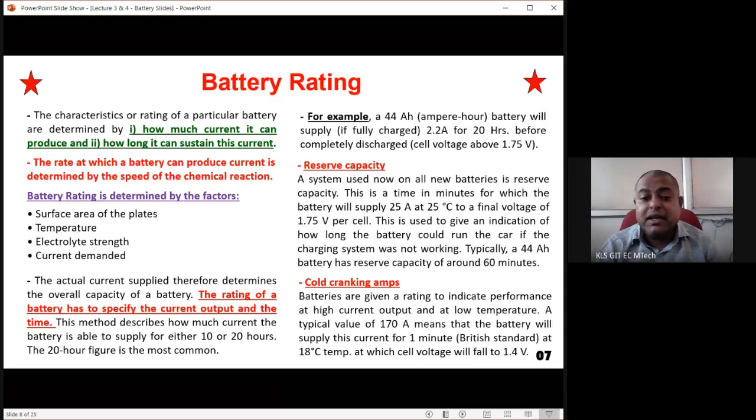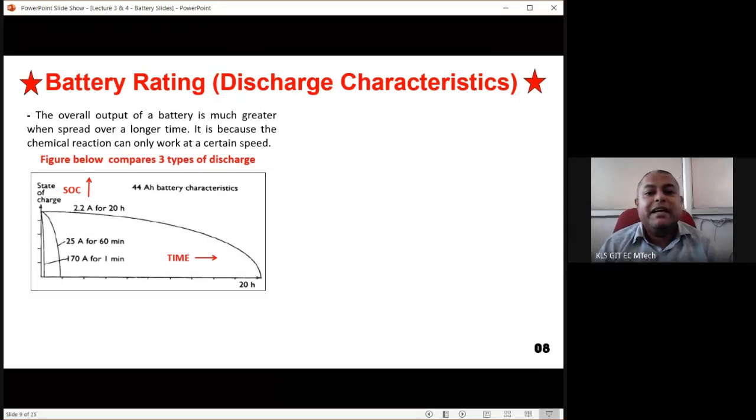And what is the temperature? 18 degrees centigrade or less, and at which the cell voltage will fall not to 1.75 volt but to 1.4 volt. That means we are doing a huge amount of discharge from the battery. In 1 minute we are continuously getting 170 ampere from it, and the battery is discharging from 2 volt to 1.4 volt. So these are the three very important ratings of a battery: ampere hour, reserve capacity, cold cranking amp. Very religiously prepare these three definitions.